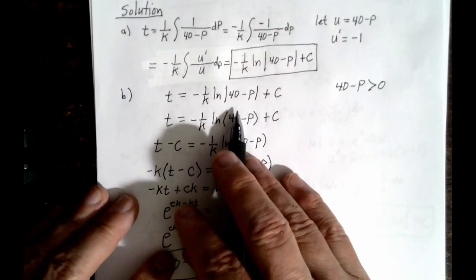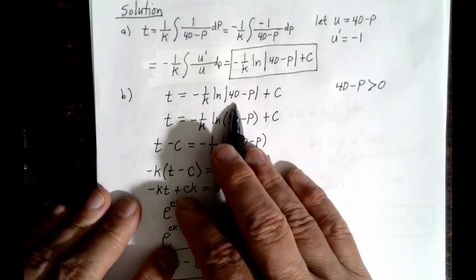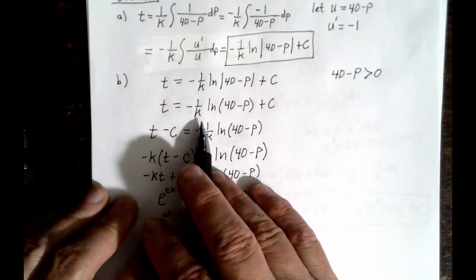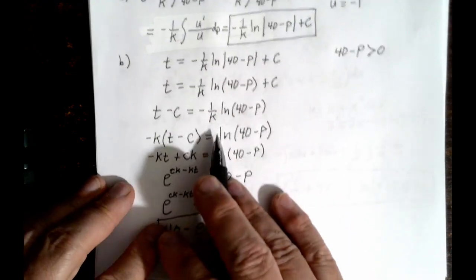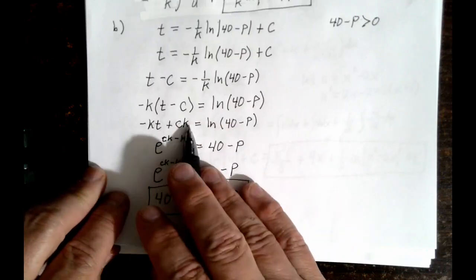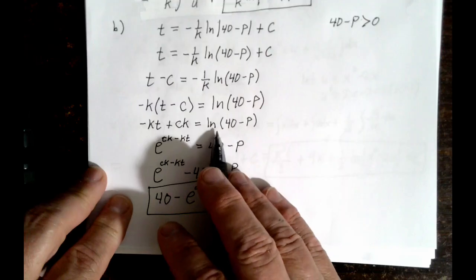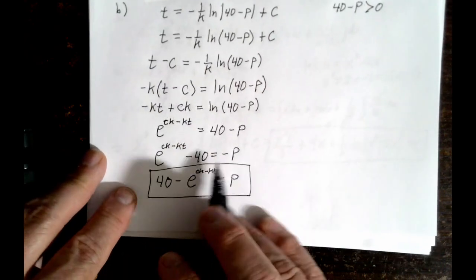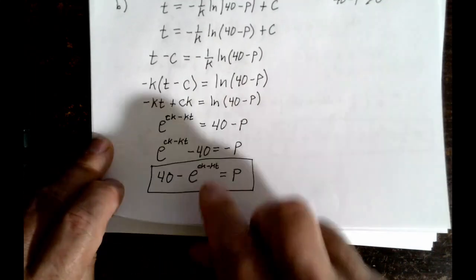Now when they simplify this, they want you to solve this for p. So first we know that 40 minus p is positive, based on the question. If you read the question, you'll see that it's positive. And then they subtract c, they multiply by negative k, and then they distribute the negative k here, and then they just rewrite this using logarithms. Base e of this exponent equals 40 minus p. And so you get this guy, and you subtract 40, and then multiply by -1, and you get your answer.